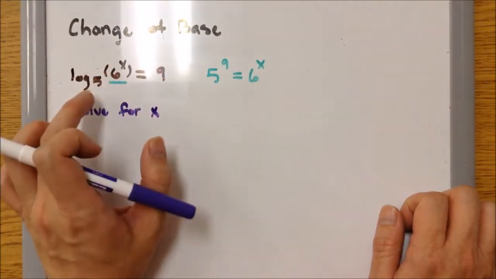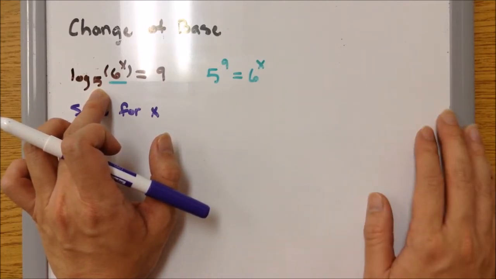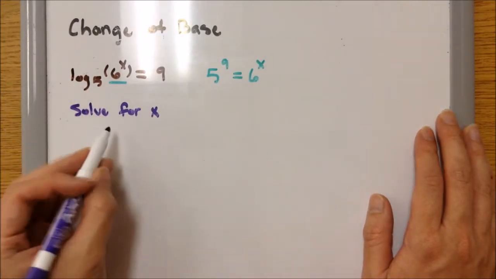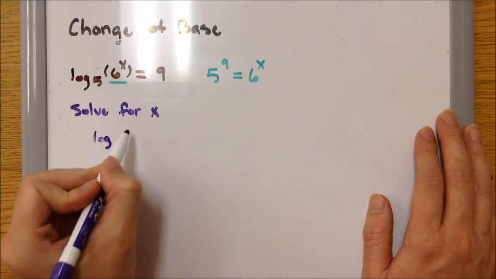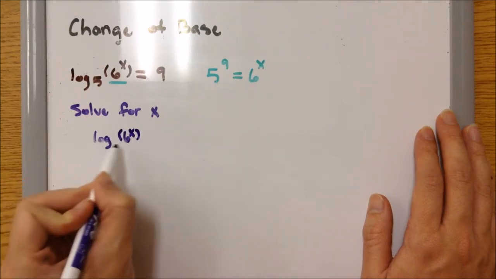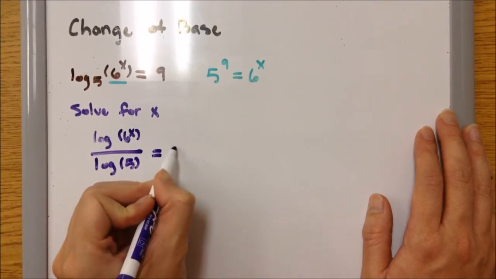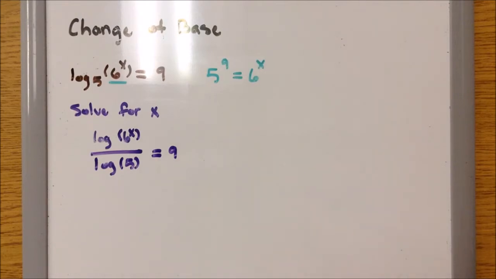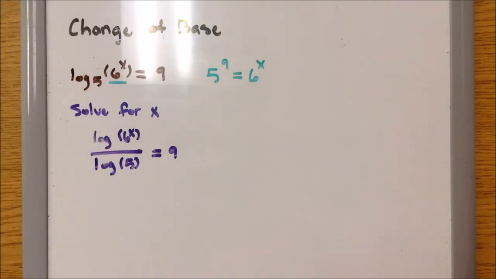So first I'm going to use change of base because we have a base of 5. And most calculators are pre-programmed with a base of 10 or e. So doing change of base will allow us to have log base 10, which is invisible, of 6 to the x in the numerator, and then log of 5 equals 9. So doing that will give us a head start, or the first step, into plugging into the calculator.